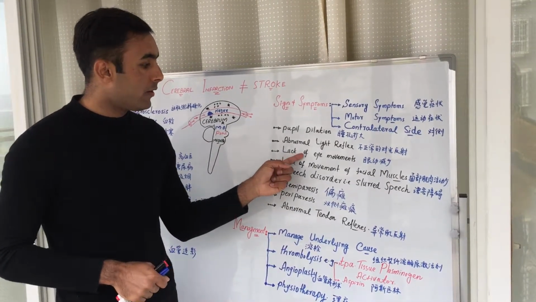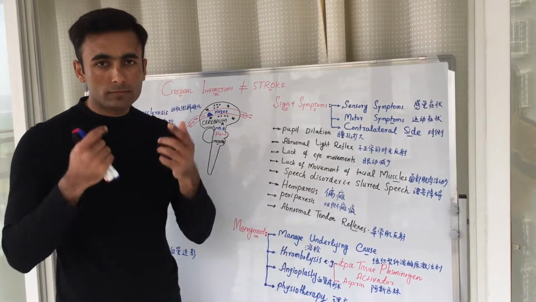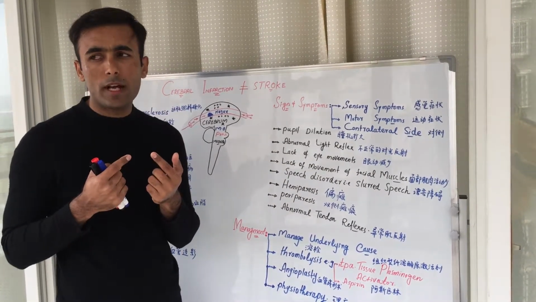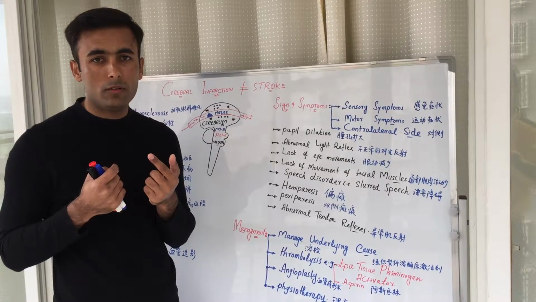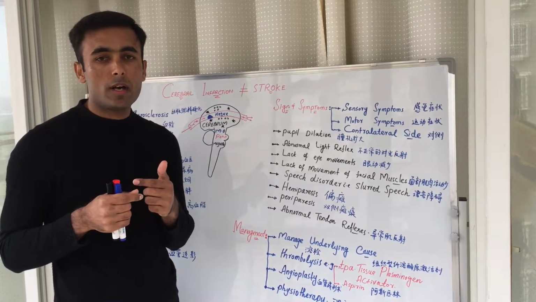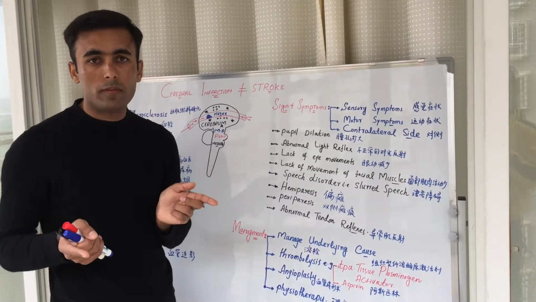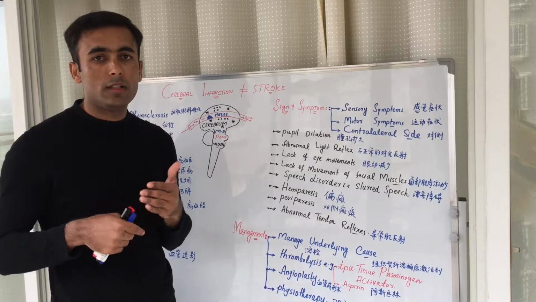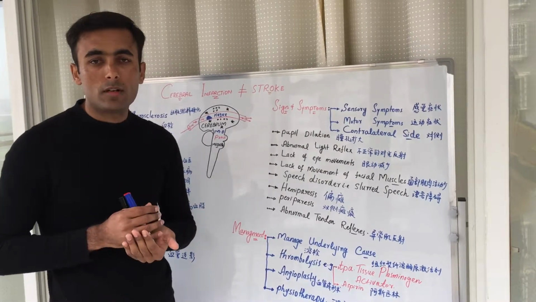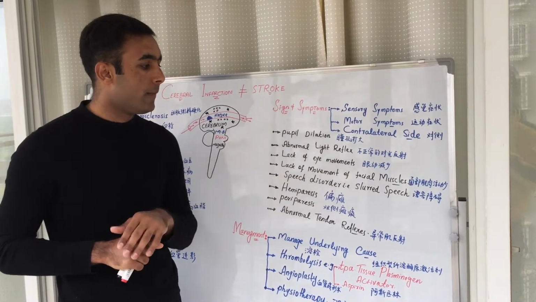Another is lack of eye movement. For example, in a healthy person, we can move the eye right, left, up and down. But in a patient with cerebral infarction, if you ask them to move the eye right or left or up or down, they cannot move it very well. So it means that the movement of their eyes is lost. That's called lack of eye movement.